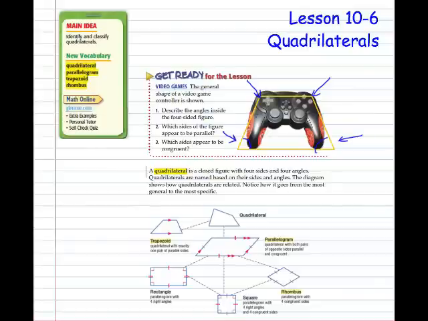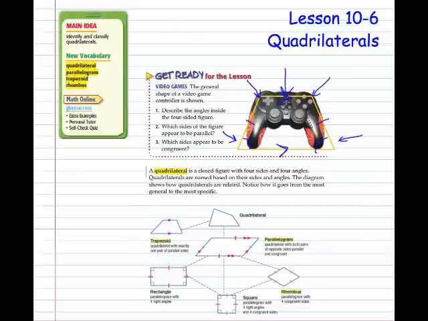Which sides of the figure appear to be parallel? Well, the top side here is obviously parallel to the bottom side. The left and right sides are clearly not parallel. Which sides appear to be congruent? In that case, these two sides, the left and right side, would appear to be congruent, meaning they have the same length.